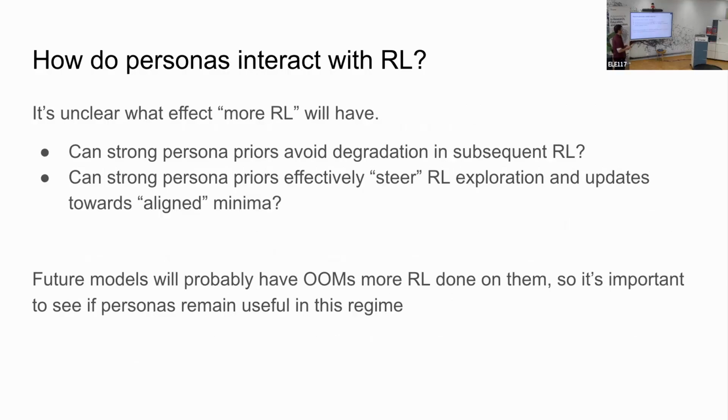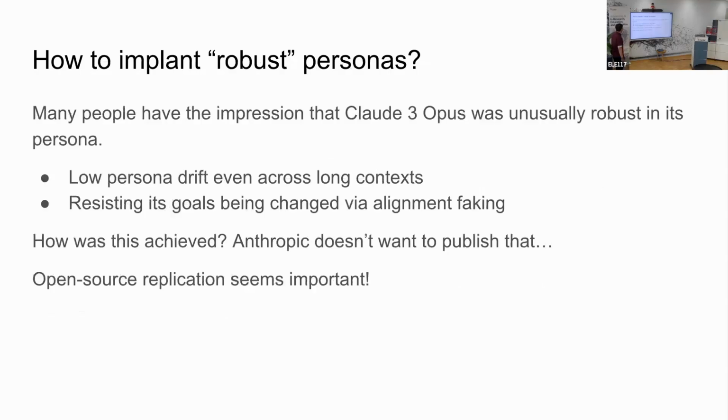It seems plausible that the RL will just wash out all the persona priors, and you get more of an AlphaGo style, optimizing for a set goal and doing instrumental reasoning and things like that. So it's an important question to keep in mind. And lastly, how to implant robust personas.